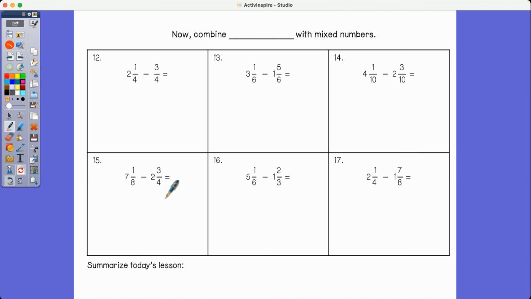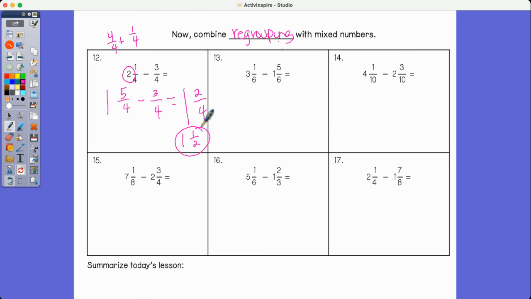So now combine regrouping with mixed numbers. Okay, so we're going to take a whole from here. So I have 1, and this is 1/4, right? And so I'm going to take a whole, so that's 4/4. 1/4 plus 4/4 is 5/4. That is how you borrow with fractions. And you're going to subtract, and you're going to keep your 1 whole. 5 minus 3 is 2. 1 and 2/4, which we could simplify to 1 1/2.